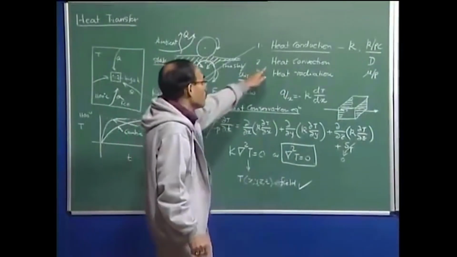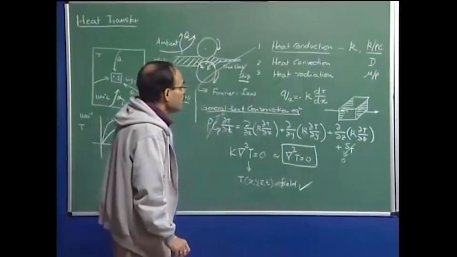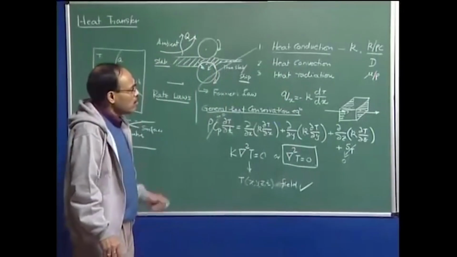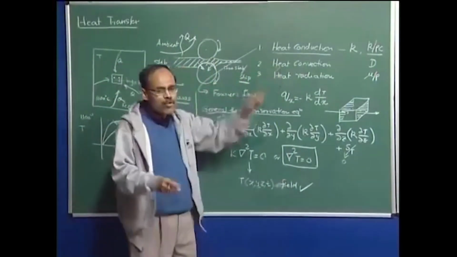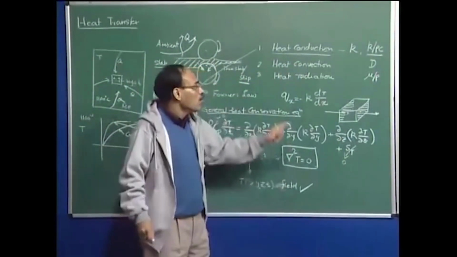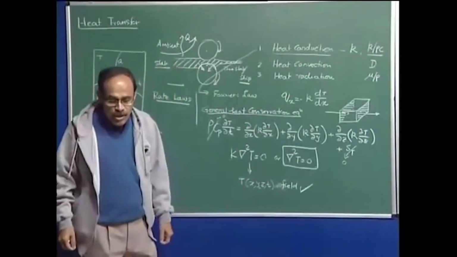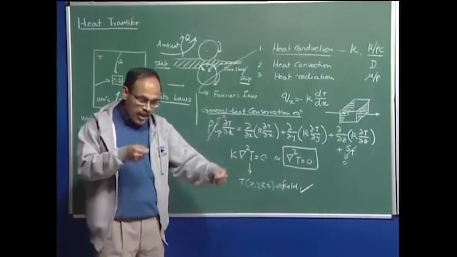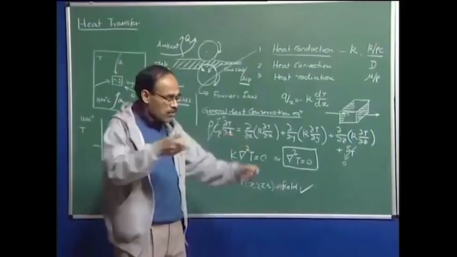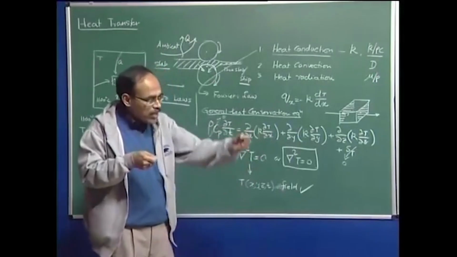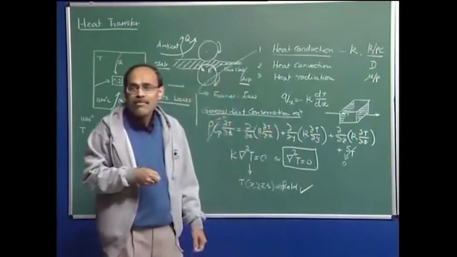So, next we go on to convection. Now, due to convection, heat flows over a large distance. Due to conduction, heat flows only over a small distance. You see, if you take a rod, suppose the rod is 2 feet long, and one end of the rod you put inside a furnace.